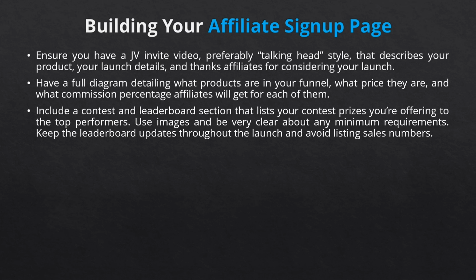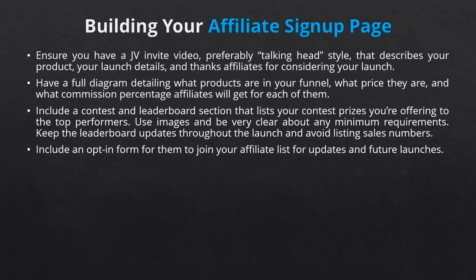It's not necessary to show the number of sales the contestants are making, and most marketers keep this private on the leaderboard. You'll be wanting to update your JVs every day on how the launch is going and to encourage them to keep promoting. To do this, you'll need their email address. You should have an easily visible opt-in form for JVs to sign up. An added benefit of this is that on later launches, you'll have a list of JVs that you can email and notify about your launch.